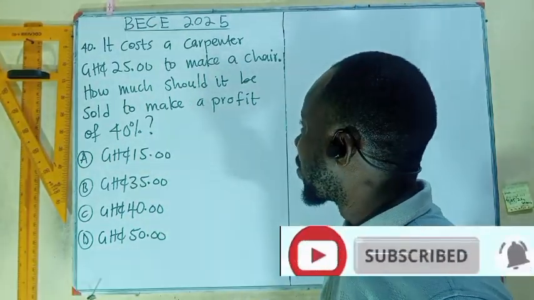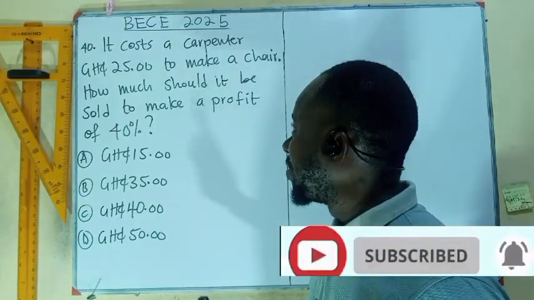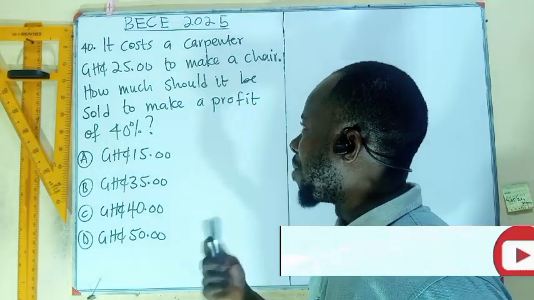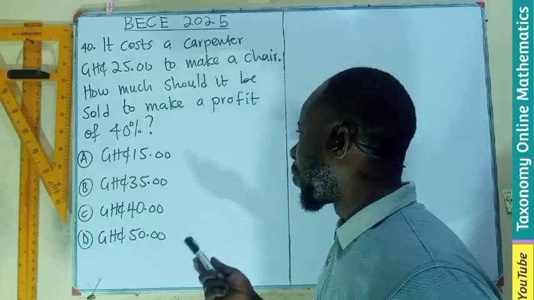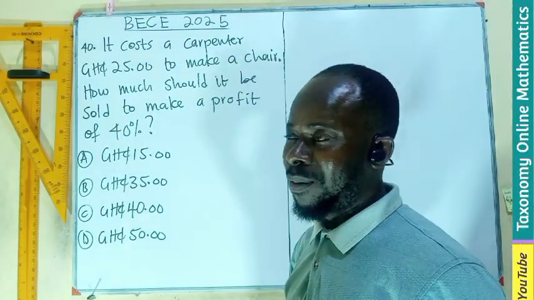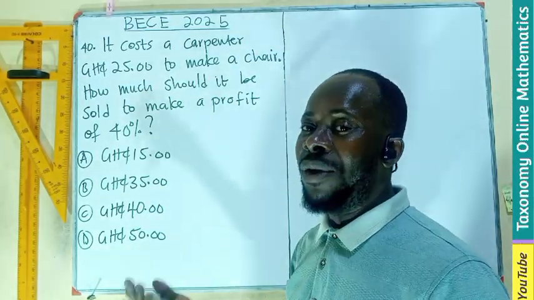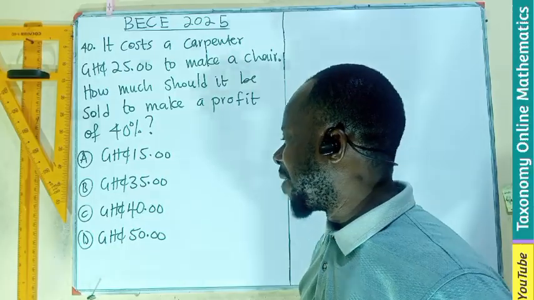So we have: it costs a carpenter 25 cedis to make a chair. How much should it be sold to make a profit of 40%? We can solve this in various ways. Let's have a recall.